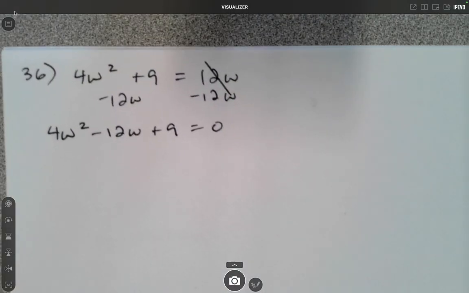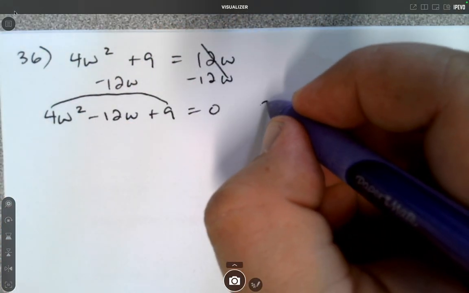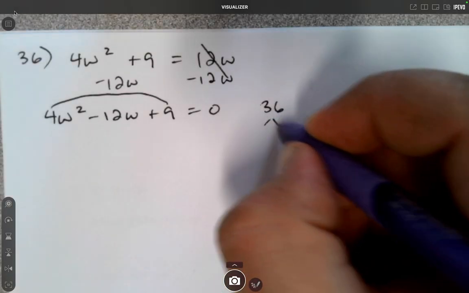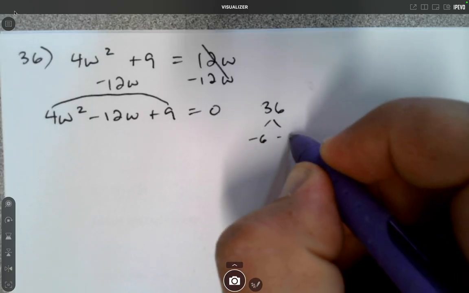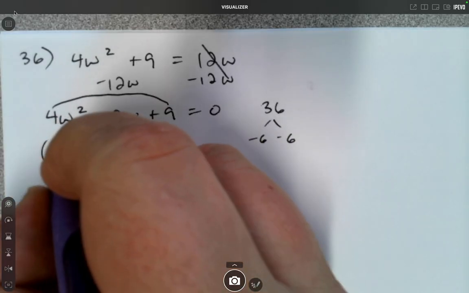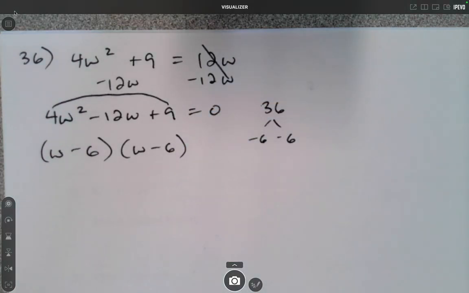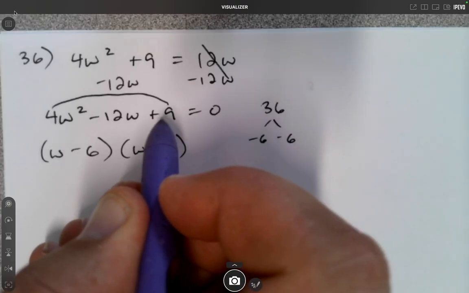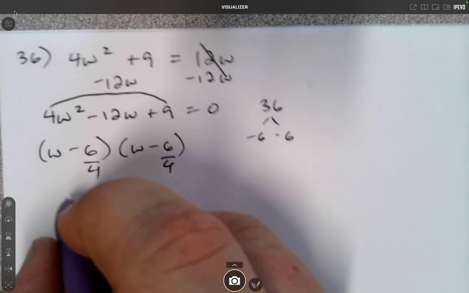There's nothing all three terms have in common, so I'll use the bottoms up method. 4 times 9 is 36. I've got to decide what multiplies to be 36 and adds up to negative 12. That would be negative 6 and negative 6. So I get w minus 6, w minus 6. But that 4 that we tried to make disappear by multiplying it and combining it with the 9 comes back, seeks to divide and conquer.